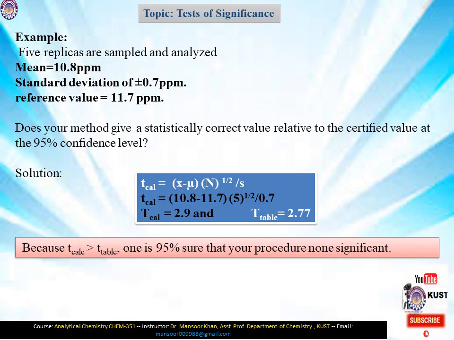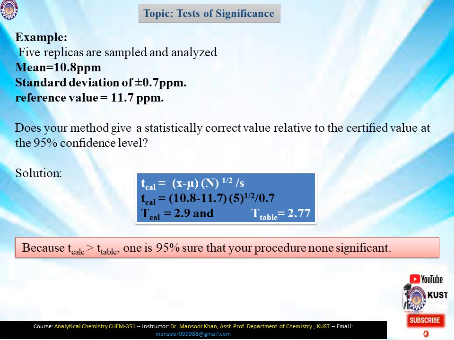Now the question is, does your method give a statistically correct value relative to the certified value at the 95% confidence level? So the solution is, as we know, that t calculated is equal to (x minus mu) times the square root of n, divided by s. Putting in the values, we get a t calculated value of 2.9 and t tabulated is 2.77. Because t calculated is greater than t tabulated, because 2.9 is greater than 2.77 at the 95% confidence limit, your method is insignificant, your method is non-acceptable.